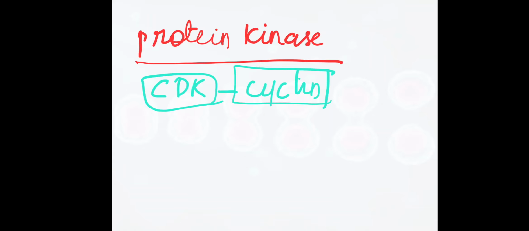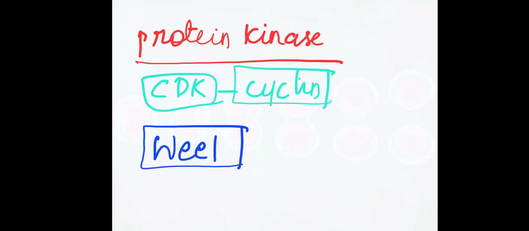There's one thing, a protein kinase: in fission yeast, the mCDK activity is inhibited by a protein kinase, that is Wee1. It is inhibited by this protein kinase.